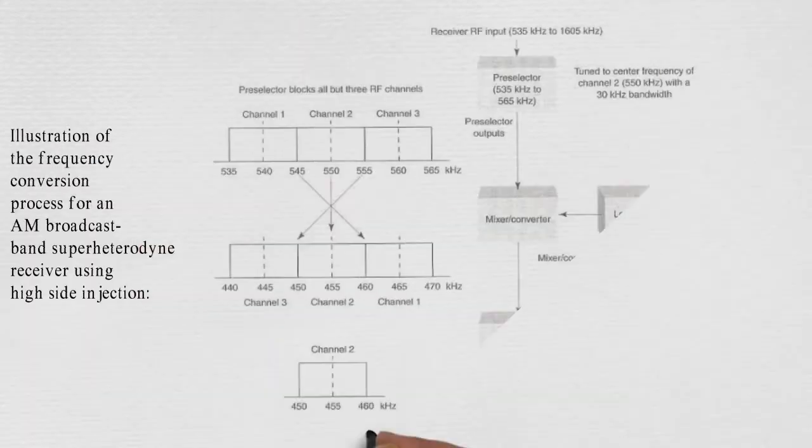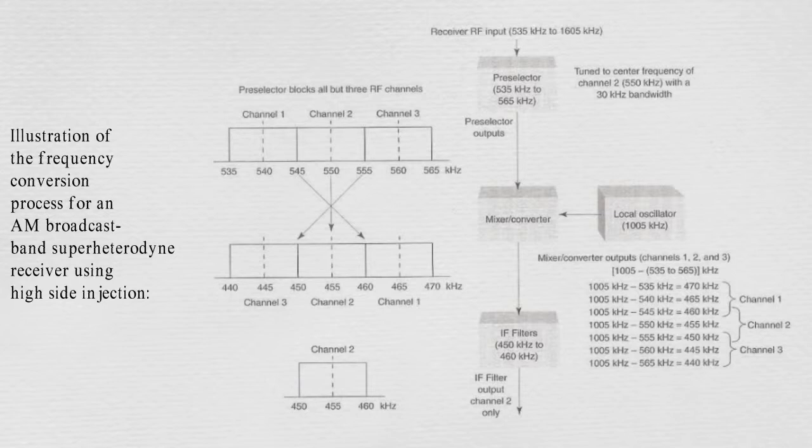The figure below shows an illustration of the frequency conversion process for an AM broadcast band superheterodyne receiver using high side injection.